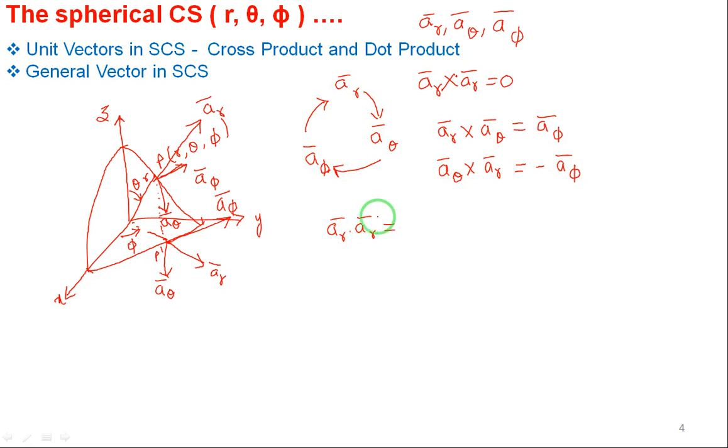It means cos. They are parallel vectors. Cos 0 is 1, and the magnitude of AR is 1, so I will be getting 1. AR dot AR is 1, A theta dot A theta is 1, A phi dot A phi is 1, right? I am writing for only one of the combinations. Next, I want to take the dot product of dissimilar vectors, means AR dot A theta.